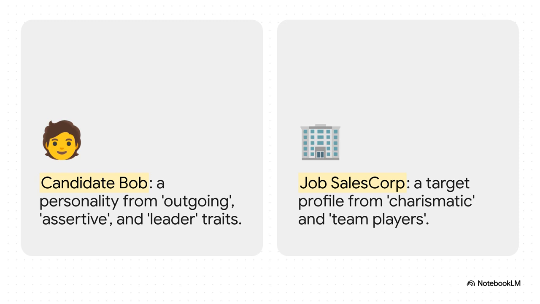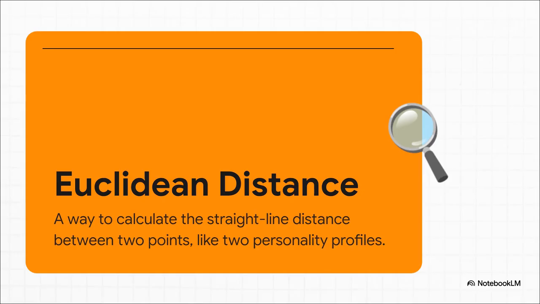On the other side, you have this job at Sales Corp, which is looking for its own ideal personality, based on words like charismatic and team player. So we've got two different points on our personality map. The question is, how far apart are they? The answer is something called Euclidean distance.